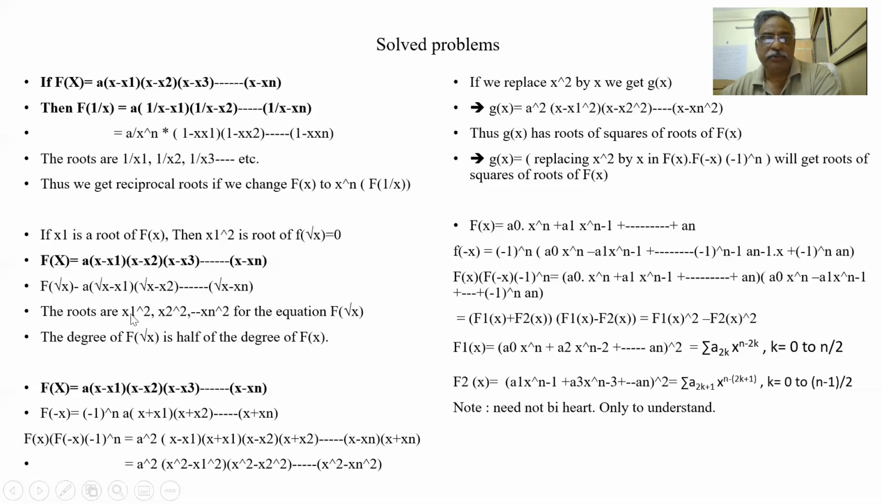Same thing here. The roots both are same. F of root of x. We substitute, either we can substitute f of root of x, or we can do this way. This is one method to get squares of the roots. And the other method is you multiply f(x) with f(minus x) into minus 1 to the power of n. We get the roots of that equation, and we replace x square by x. So g(x) is replacing x square by x in f(x) f(minus x) into minus 1 to the power of n. We'll get the squares of roots of f(x).